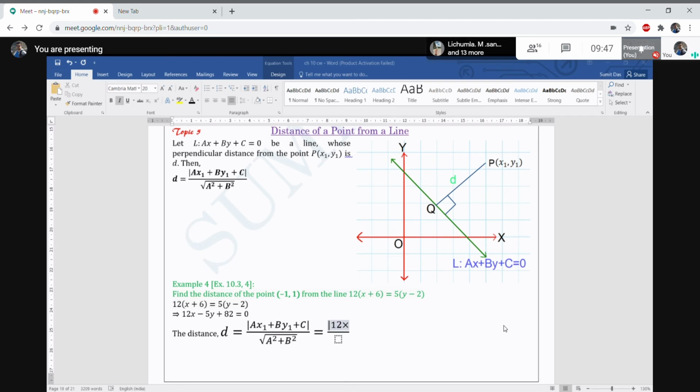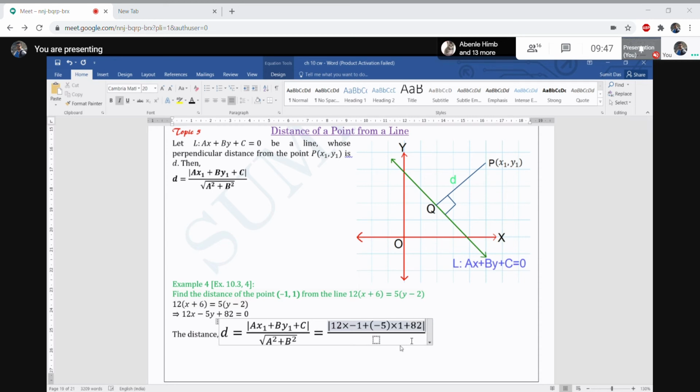Anyone tell me what is x1? x1 means the distance from the point. This point is x1, y1, right? That means that point we have to put here, that is minus 1, plus b. What is b here? b here is minus 5. Don't miss the minus sign, many of you have this tendency. Then into 1, because the point is (minus 1, 1), so y1 is 1, plus c. What is c? c is already given, 82.